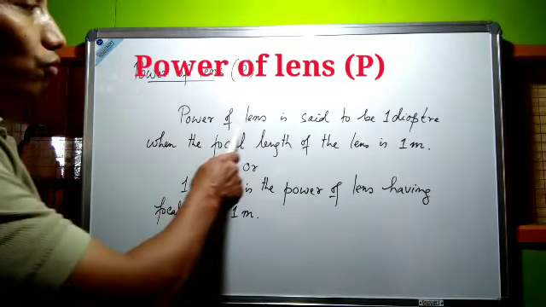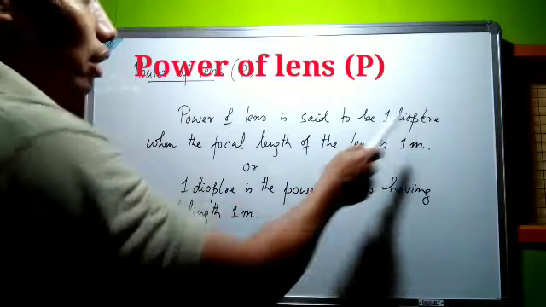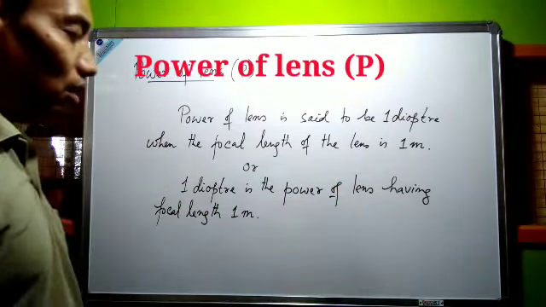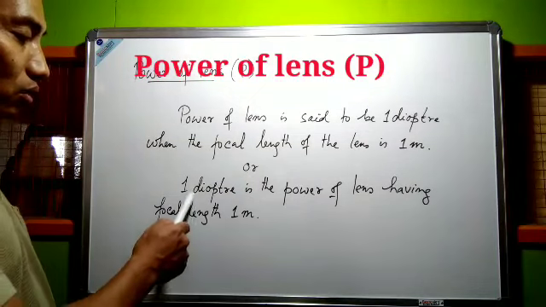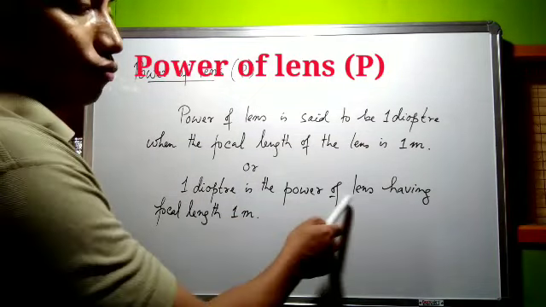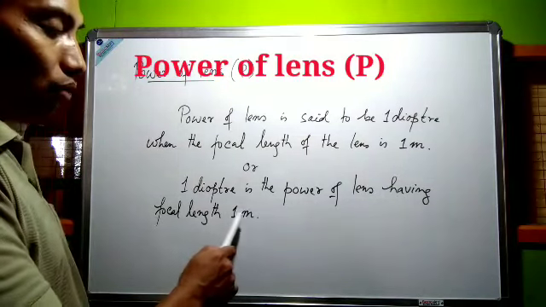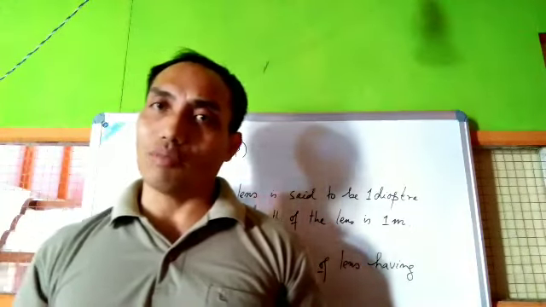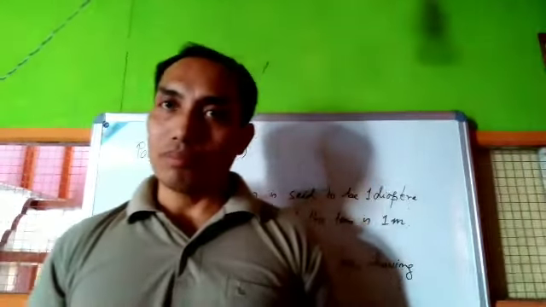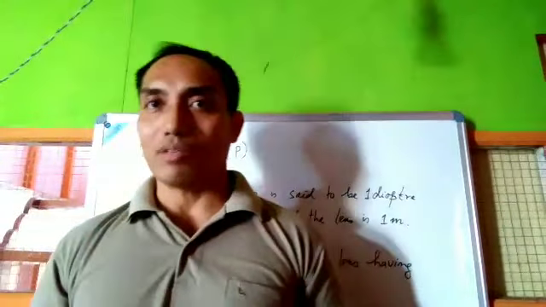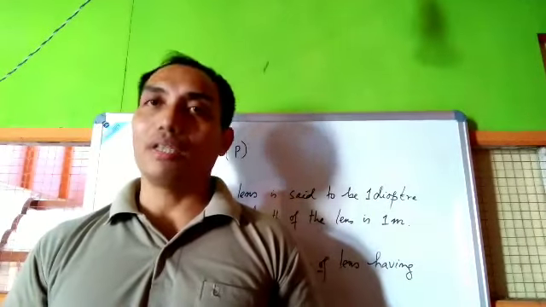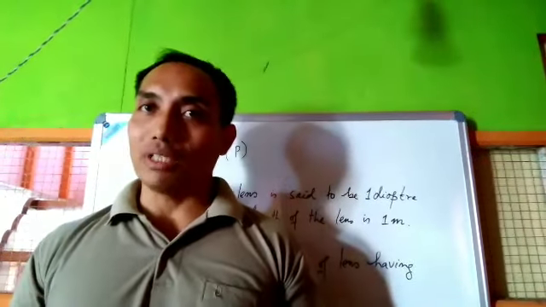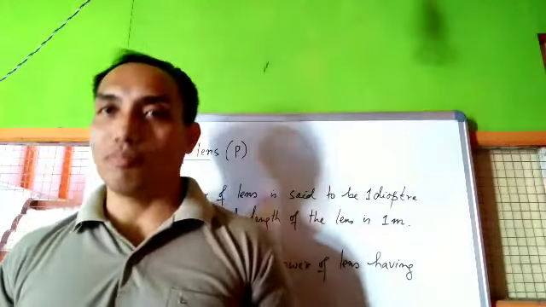So power of lens is said to be 1 diopter when the focal length of the lens is 1 meter, or it may also be defined like this: 1 diopter is the power of lens having focal length 1 meter. So we can say that smaller is the focal length of the lens, larger will be the power of the lens, and vice versa. The reverse is also true, that is, if the focal length is larger, the power is smaller.